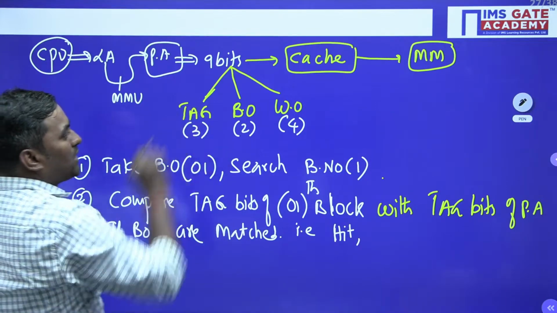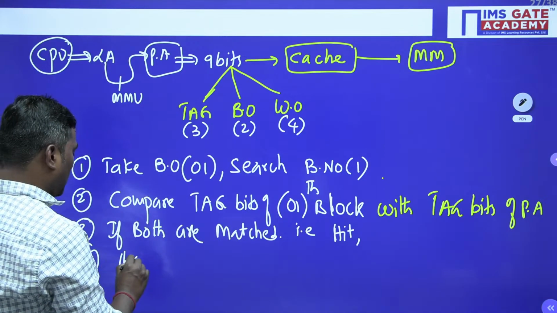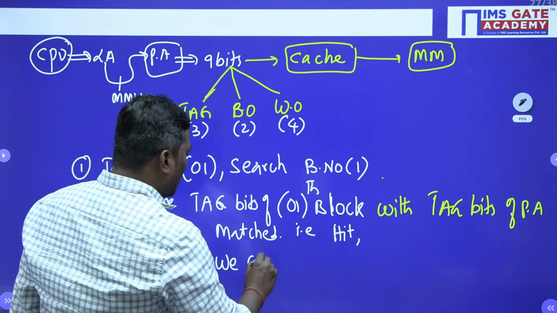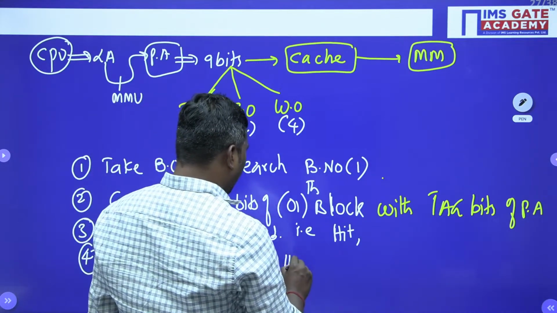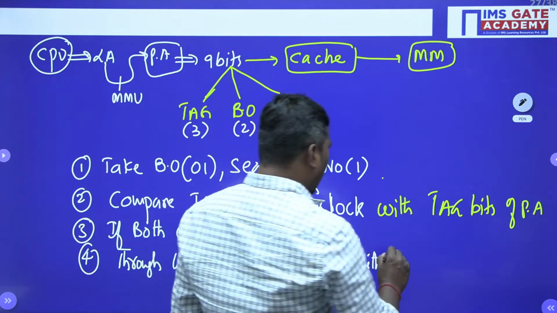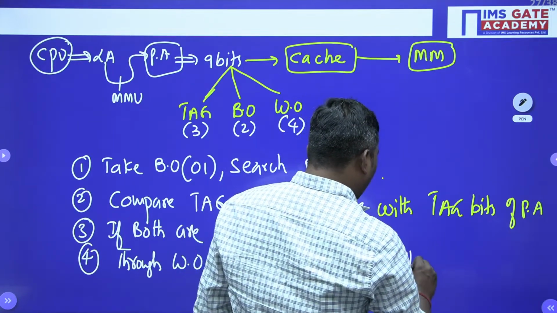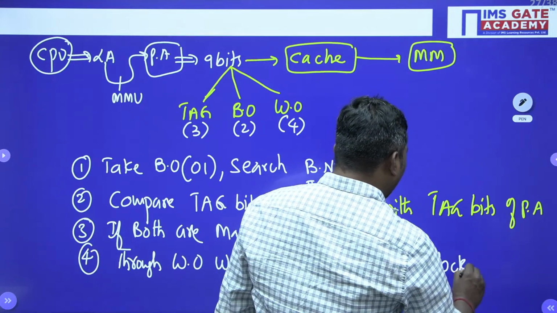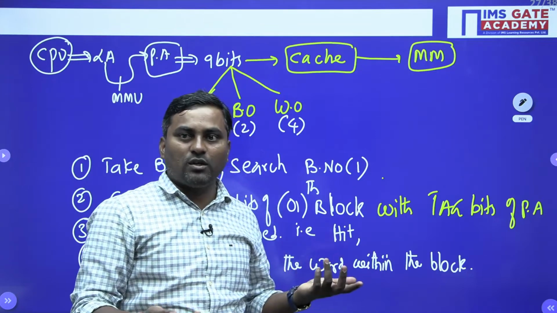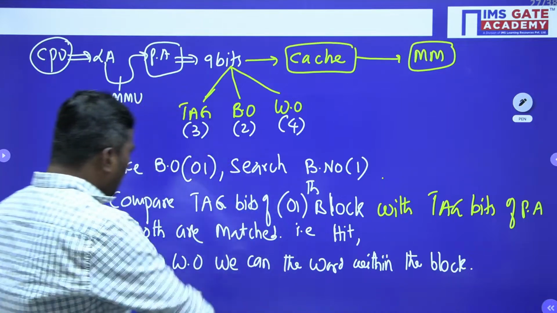Okay. So the block is there, right? Then what to do? You have to access through what? Word offset. So we can access the word within the block. I hope you understand. So if it is not match occur, so you can declare that. So if match is not occur, declare that the block is not present. This need to be done. So let's work out with the example.